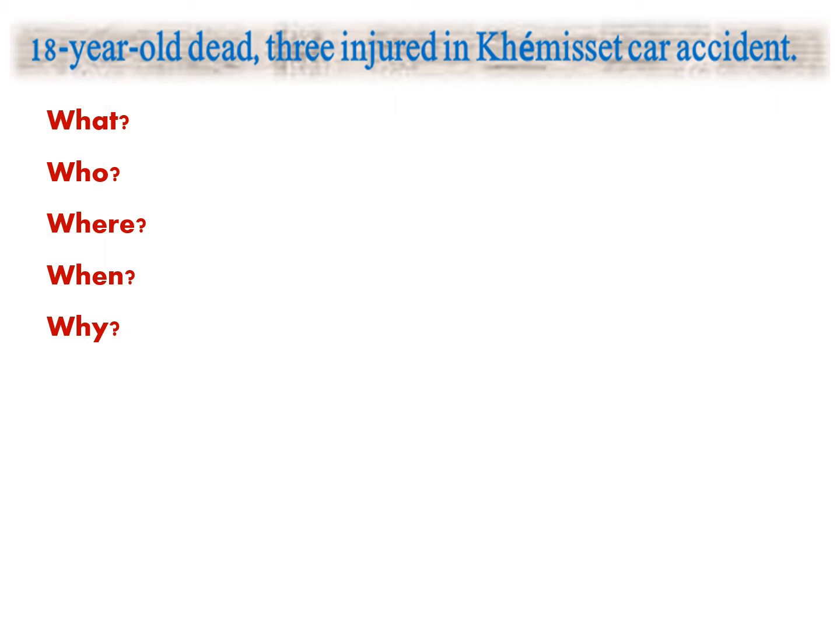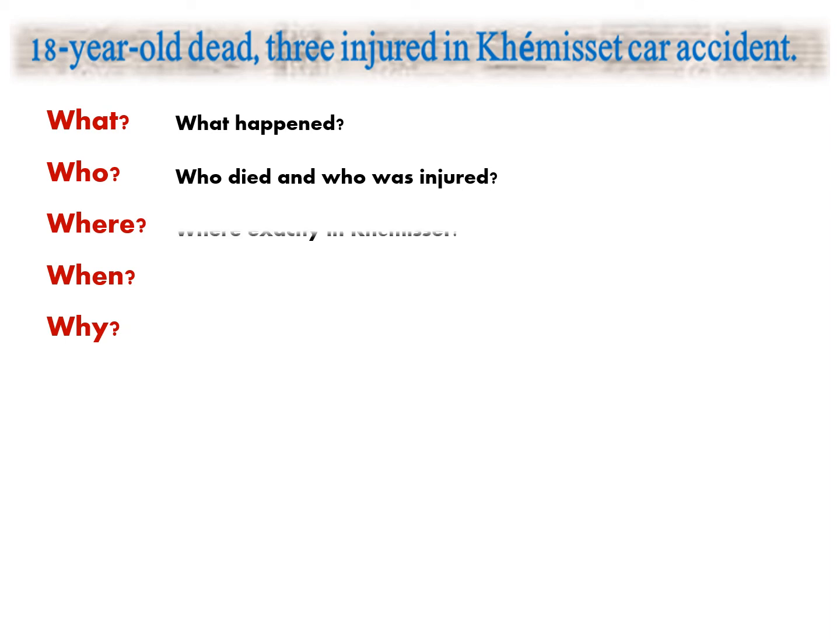So you have to answer the questions: what, who, where, when, and why. So what happened? So of course the accident. Who died and who was injured in the accident, and you've got to give details about the person who died and the people who were injured. The where, meaning where exactly in Khemissat did the accident happen. So the Ibn Sina Street, right across the street from X shop, coffee shop, etc.